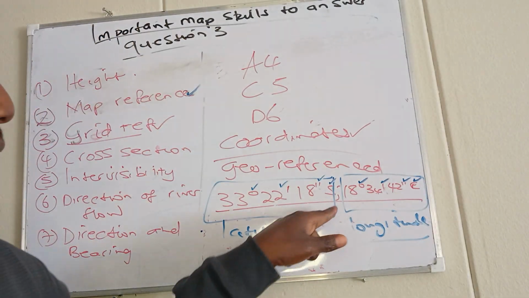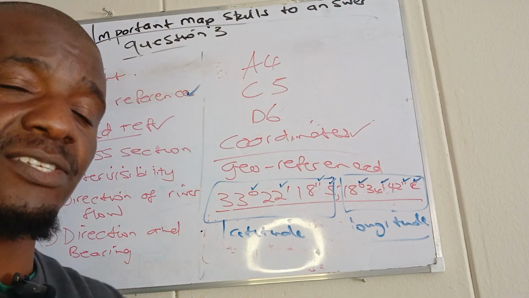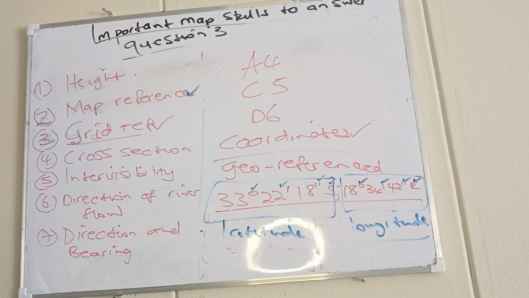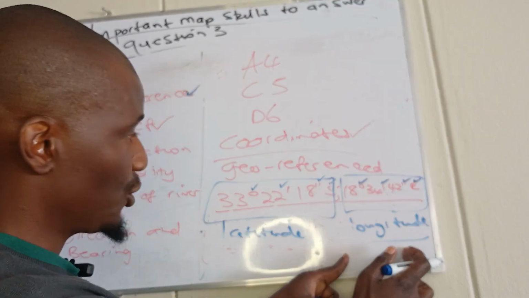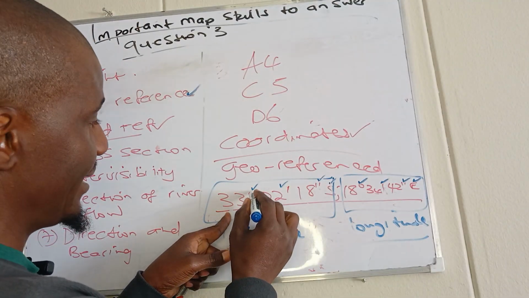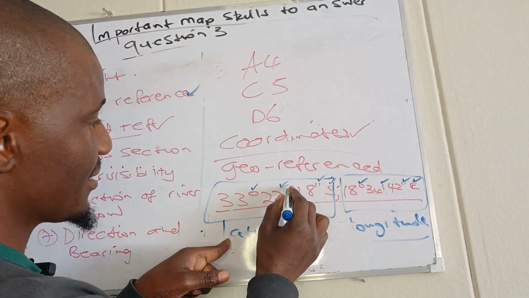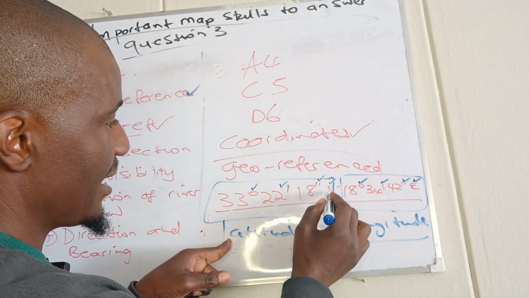Why are we only considering S and E? Because South Africa is in the southern and eastern hemisphere. So we consider south and east, but you always start with your latitude, then your longitude. So make sure that you write your degrees, sign there, minutes, sign there, second sign there, then the hemisphere.